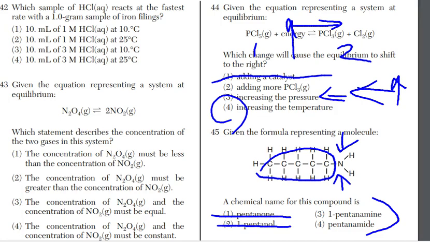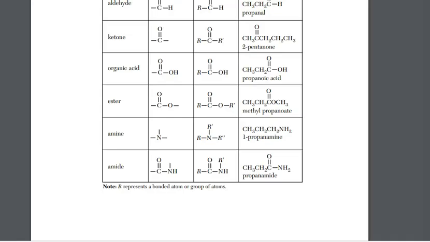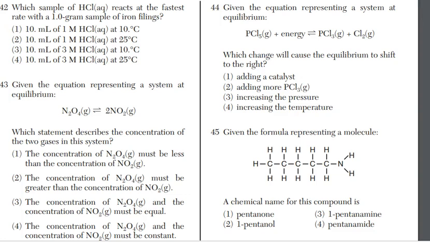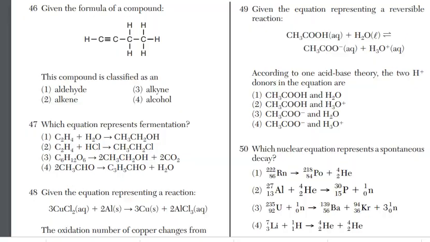And sure enough, we'll have our answer. Here is amine and amide at the bottom of the reference table. And take a look, it's got to be an amine, because amides have nitrogen and oxygen. That makes the answer for 45, choice 3. All right, we got 5 more left.